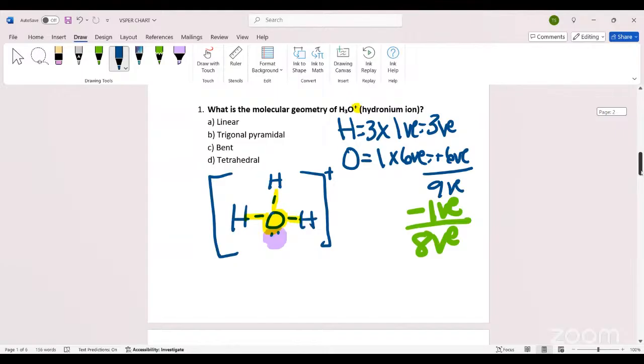So our answer here is letter B, trigonal pyramidal.